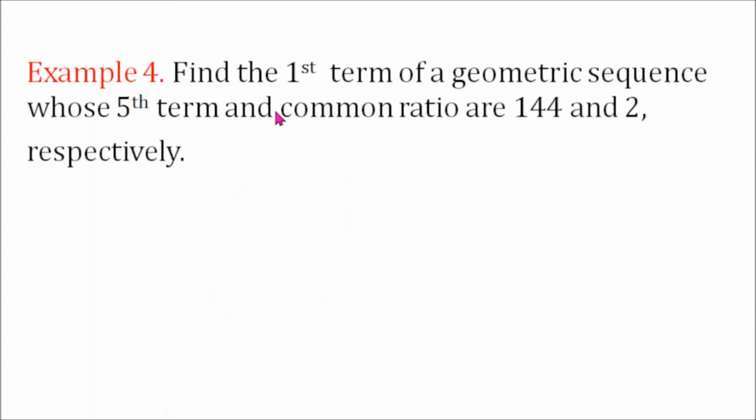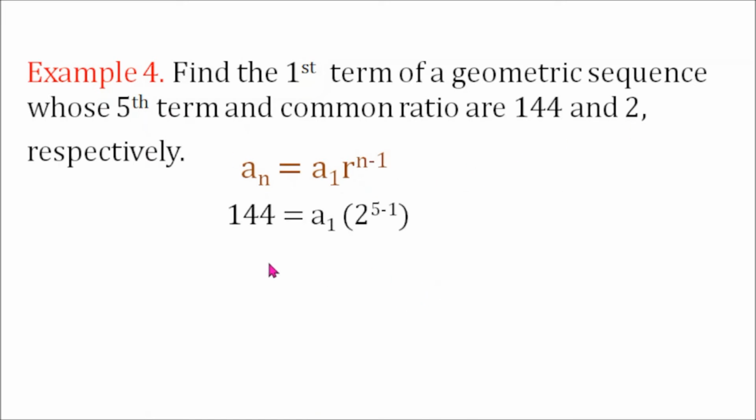Example number 4. Find the first term of a geometric sequence whose fifth term and common ratio are 144 and 2 respectively. So we will use our formula a sub n equals a sub 1 times r to the power of n minus 1. So this time we will find a sub 1, and 144 here is our a sub n. Our n is 5 and our r is 2.